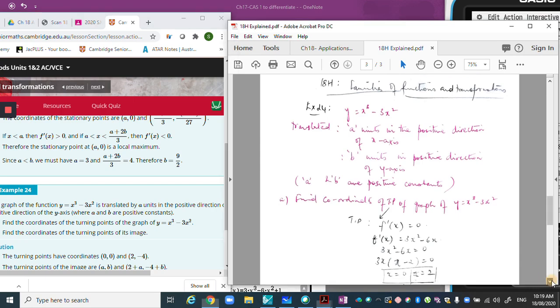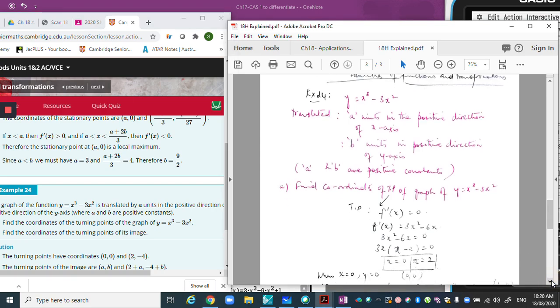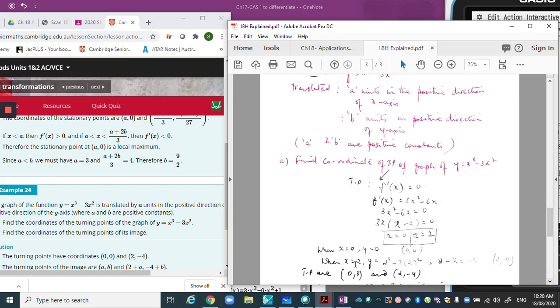Now the minute you think of turning point, that means f dash of x is equal to 0. So find f dash of x, and that's relatively easy. Equate it to 0 and you get x is equal to 0 and x is equal to 2. Now, because the coordinate means x and y of a turning point, when x is equal to 0, y is equal to 0. And when x is equal to 2, 2 cubed minus 3 times 2 squared will give you a value of minus 4. So the points are (0, 0) and (2, minus 4).